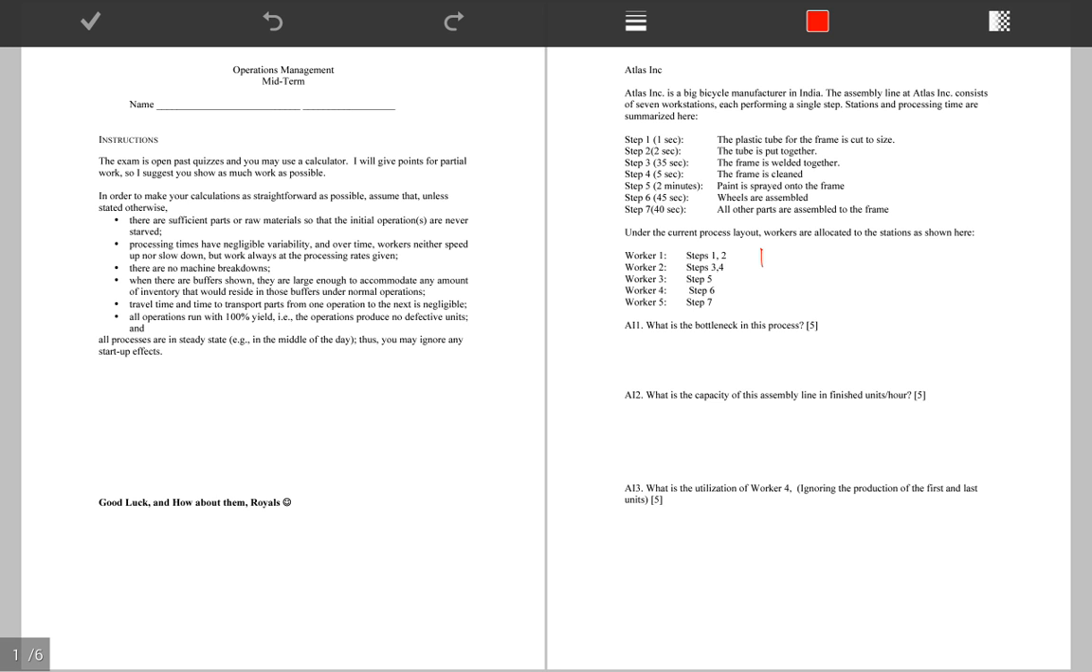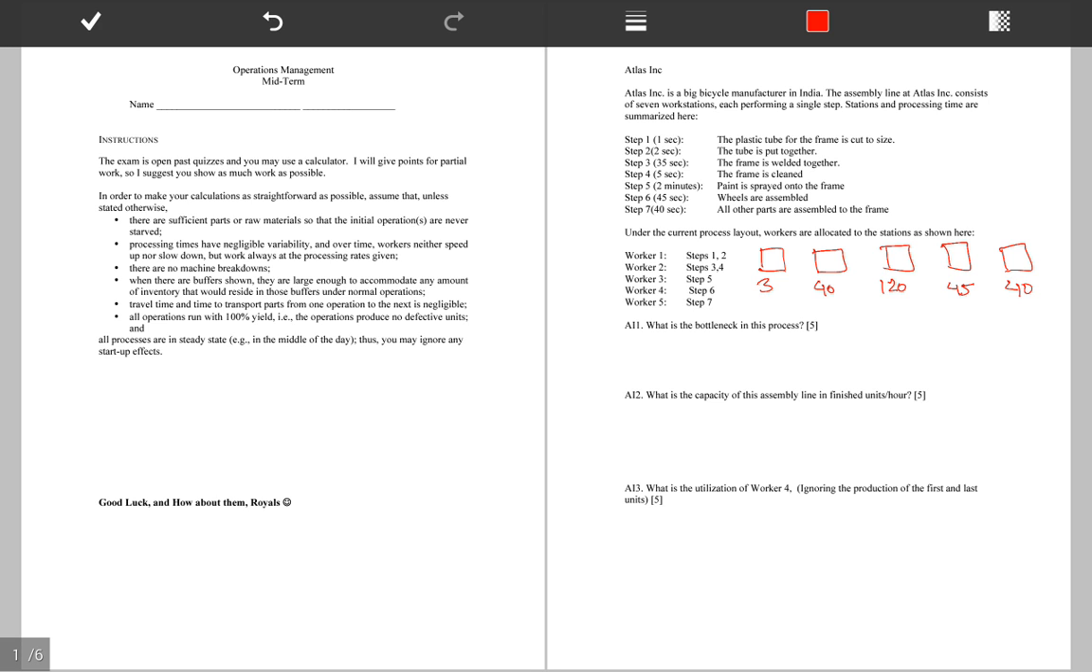There are 5 workers. Let me make our 5 squares. The first worker has 3 minutes worth of work, 3 seconds worth of work. The second has 40. Third has 120 seconds of work. Notice it says 2 minutes. Fourth has 45, and the fifth has 40 seconds worth of work.